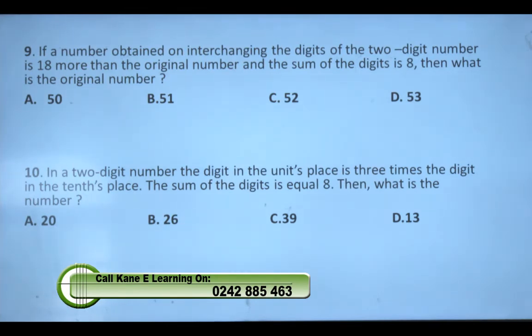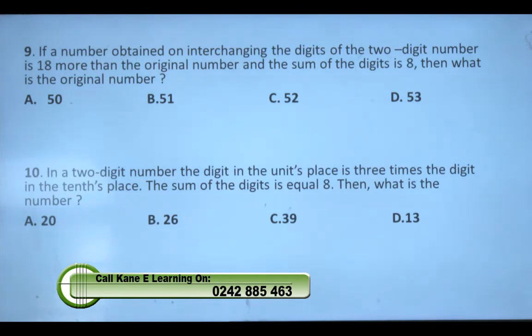50, 51, 52, 53. Which of these two digits when you sum is 8? That is all. The next one is also saying the sum of the digits is equal to 8. You have A, B, C, D. Look at the options. We have two digit numbers there. Pick the one that when you sum is also 8. That will be your answer.